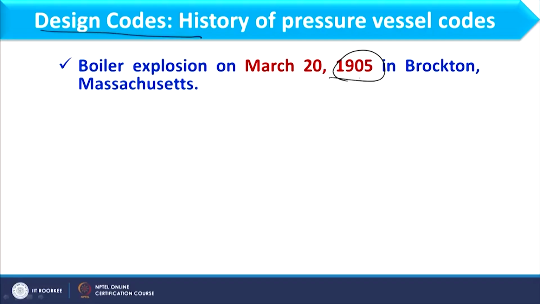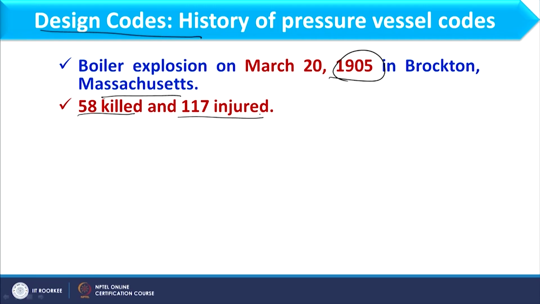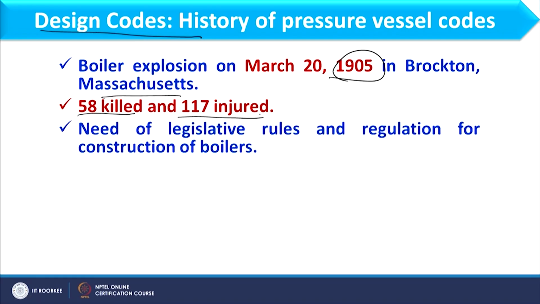So, in 1905 in Massachusetts there was a boiler explosion. In that explosion 58 persons were killed and 117 were injured. After this huge massive loss, there was a need to have some legislative rules and regulations for construction of boilers. So, after that incident the government thought to provide some guidelines, so that those guidelines can be followed for design of boilers.